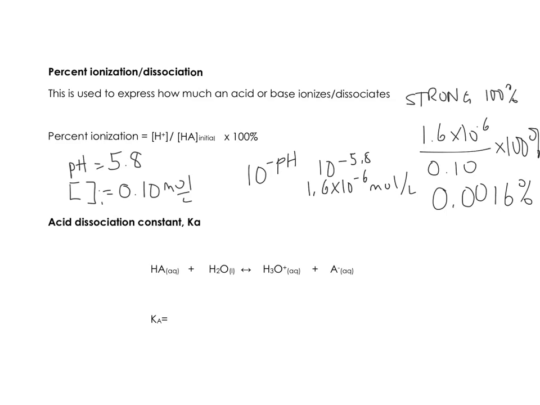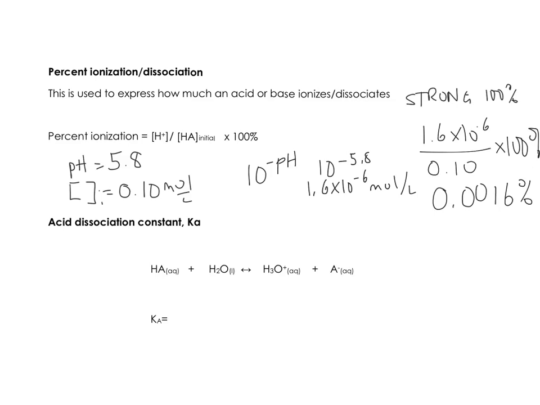So this gives you an indication. Percent ionization gives you basically how weak an acid is. That's a pretty weak acid. Only basically 0.002% ionizes. Your Ka, your acid dissociation constant, also gives you some information.